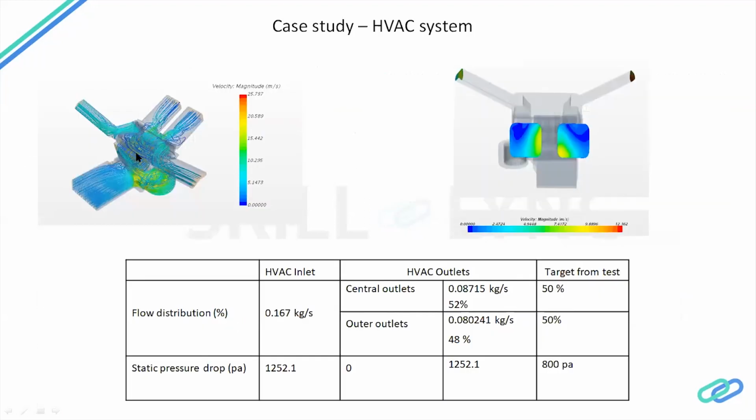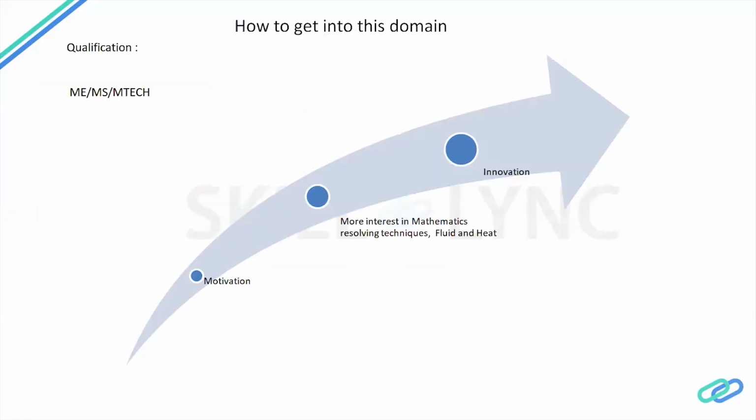And this is the flow inside the HVAC unit, and what is the velocity at the outlets. We can calculate this, this is the input, and this is the flow distribution from each outlet, and this is the pressure drop. What is my pressure drop? And the target here is 800 Pascal. So my pressure drop is about 450 in excess, so I need to reduce this 450 excess. How we can go about it, that is called an optimization problem.